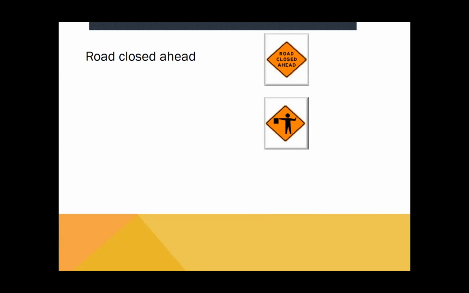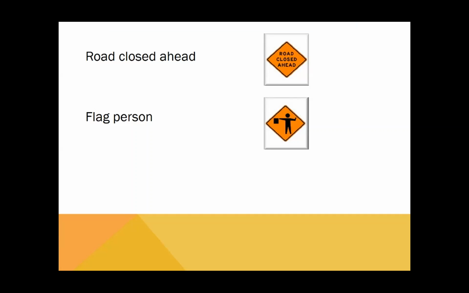This one, again, is construction, and it means that there's a flag person present. So what it's telling you is, hey, there's a flag person up ahead, and that flag person is going to tell you what you need to do. The flag person can either have flags, but oftentimes they will have signs themselves, and they're switching. They're controlling traffic from both ways.